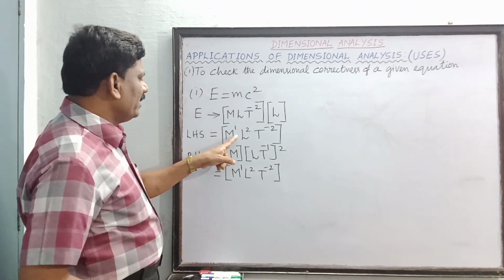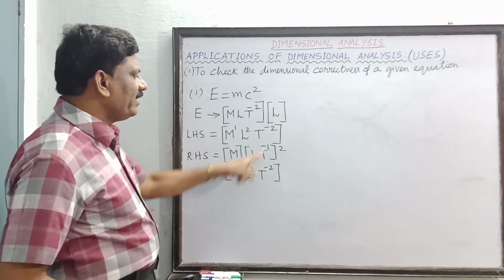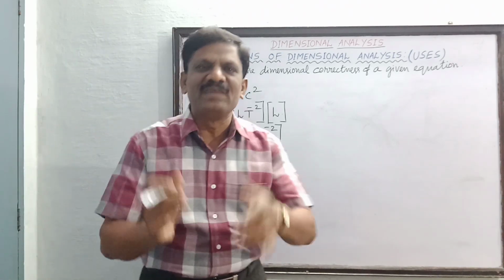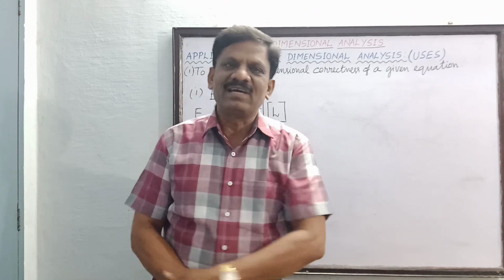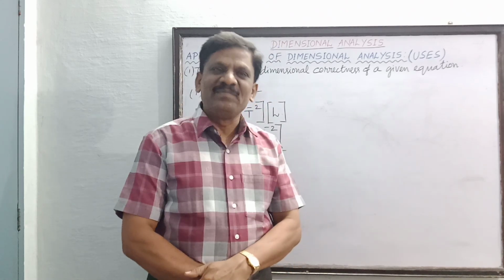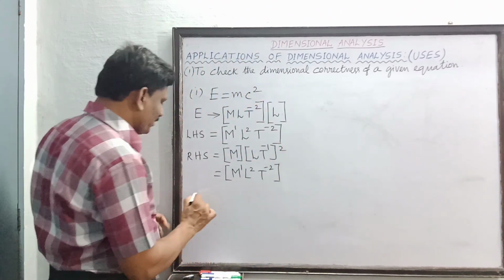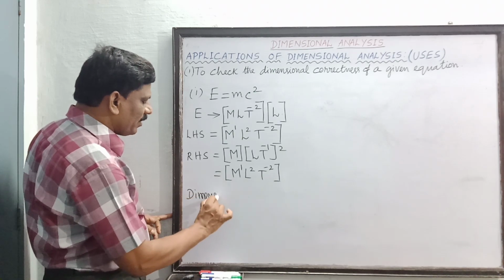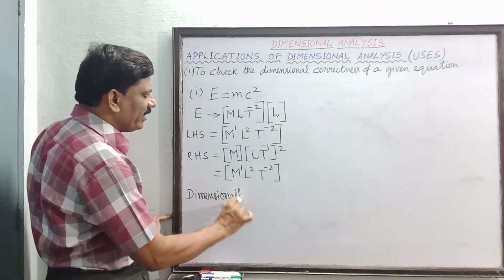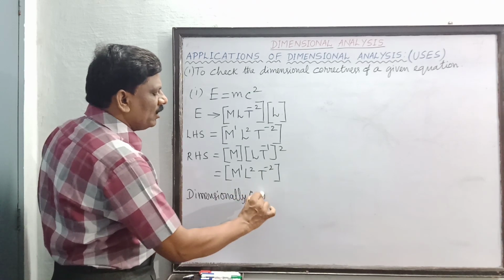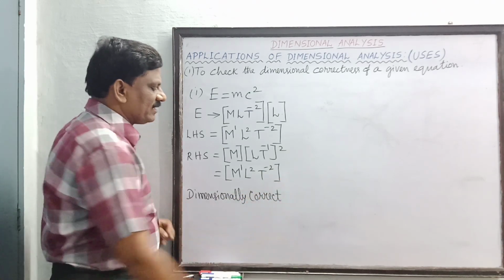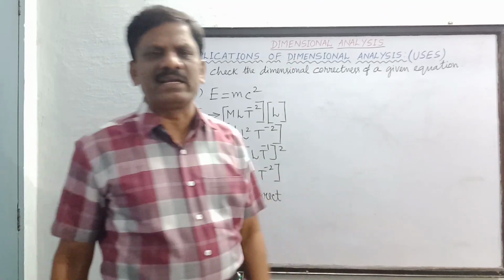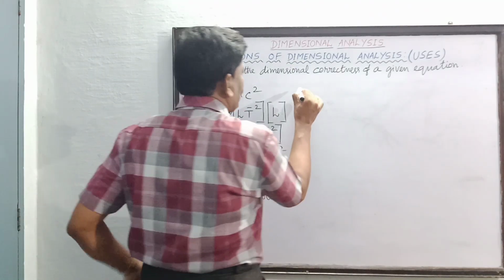You see here, left hand side and right hand side both are having the same dimensions. Is the equation correct or not? It is dimensionally correct. So this equation is dimensionally correct. So this is the way you are supposed to check the correctness of the equation. One more example, if you want, I will take.